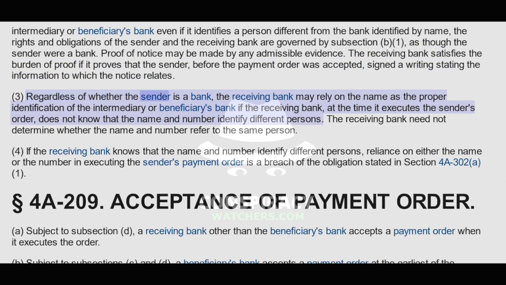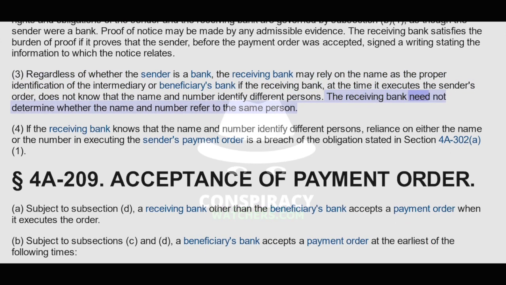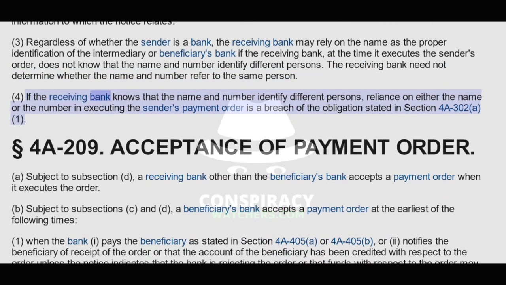Regardless of whether the sender is a bank, the receiving bank may rely on the name as the proper identification of the intermediary or beneficiary's bank if the receiving bank, at the time it executes the sender's order, does not know that the name and number identify different persons. The receiving bank need not determine whether the name and number refer to the same person. If the receiving bank knows that the name and number identify different persons, reliance on either the name or the number in executing the sender's payment order is a breach of the obligation stated in Section 4A302.